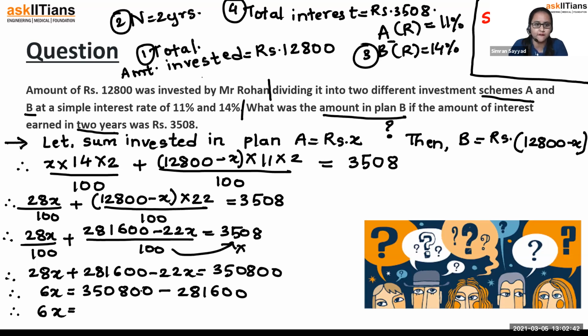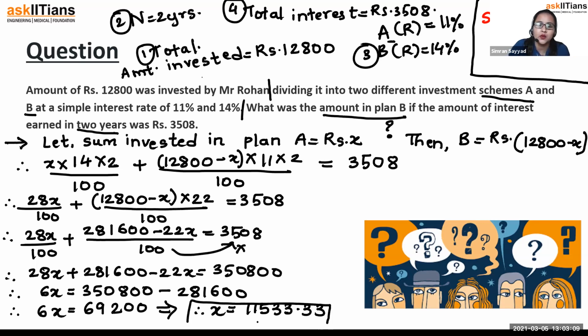Therefore, 6x is nothing but, if I subtract them, 350,800 minus 281,600, which is nothing but 69,200. So now if you divide it by 6, what is the value of x you will be getting? You will be getting in decimal. It is nothing but 11,533.33. So this is the sum invested in plan A, or scheme A. So we want plan B.